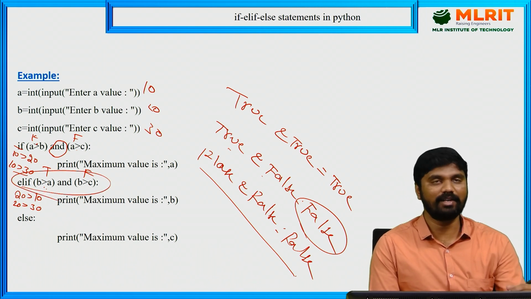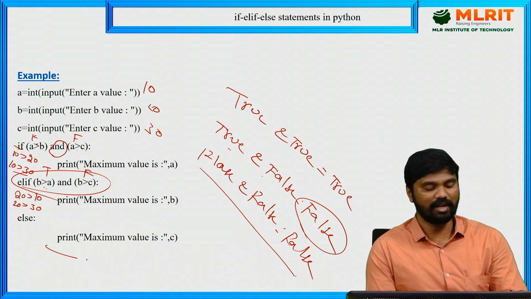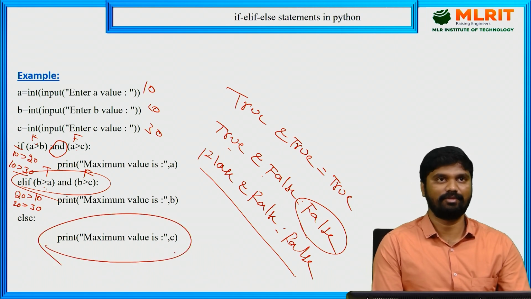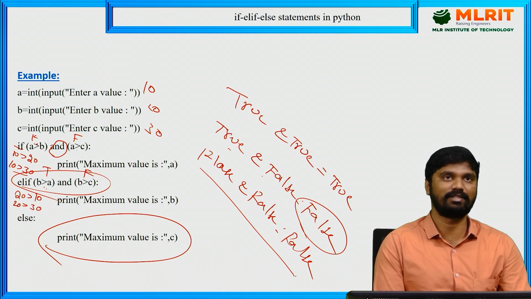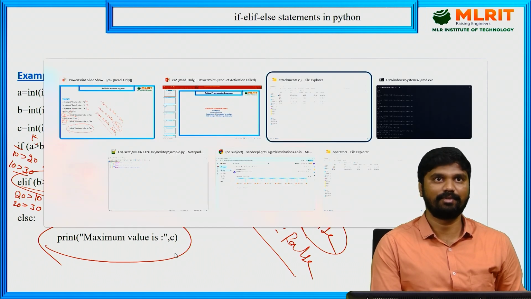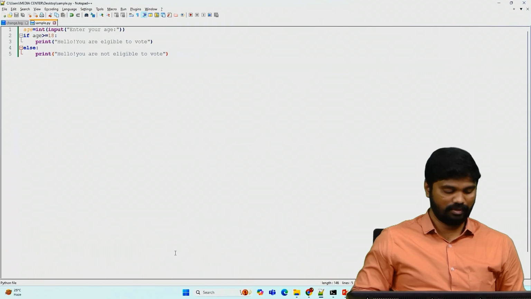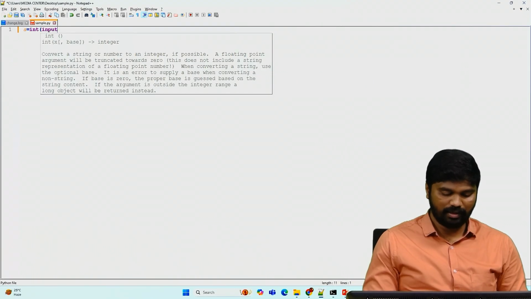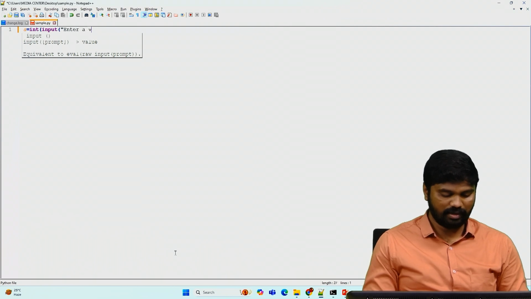Since none of the conditions becomes true, the else block statement will be executed, and the value 30 is the maximum value. Okay, so let me show an example. Now see, A equals int of the input function, enter a value.